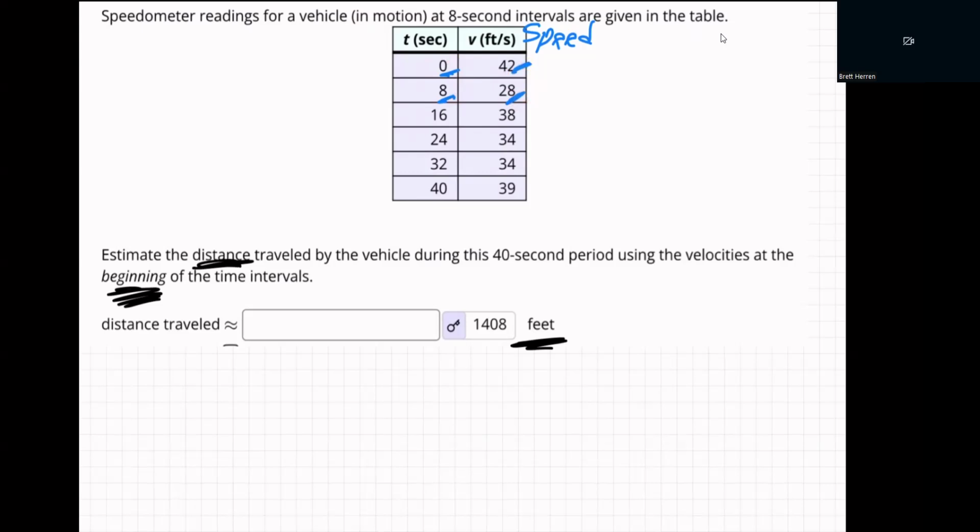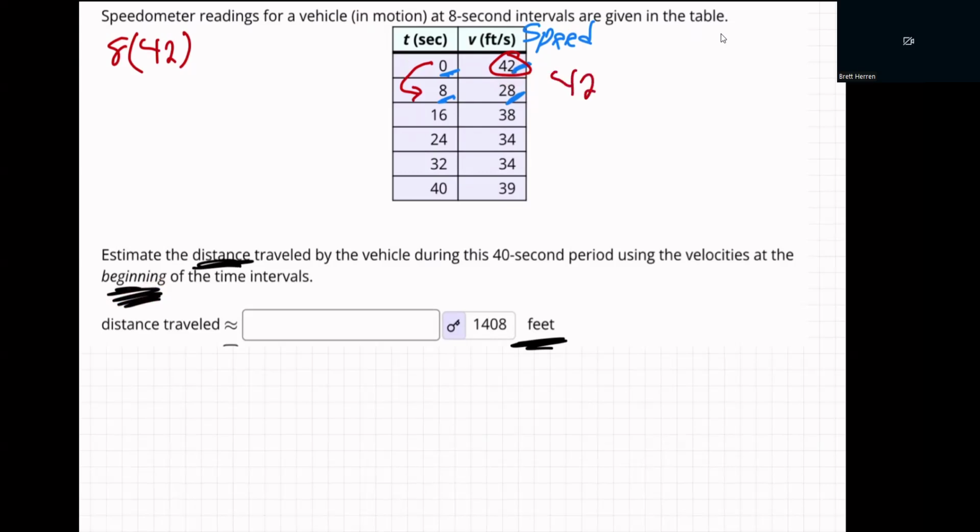But I'm supposed to use the velocities at the beginning of each time interval. So that means from here to here, those 8 seconds, I'm going to multiply by 42 because that's the velocity at the beginning. I'm going to pretend that the person was doing 42 feet per second the whole 8 seconds. Now, in reality, they slowed down during those 8 seconds, but I'm supposed to use the velocities at the beginning. So pretending they did 42 feet per second.